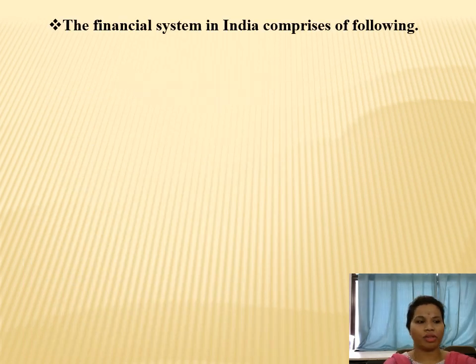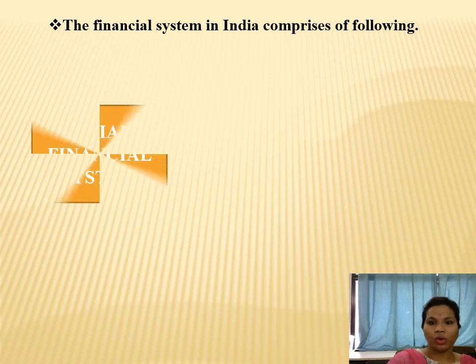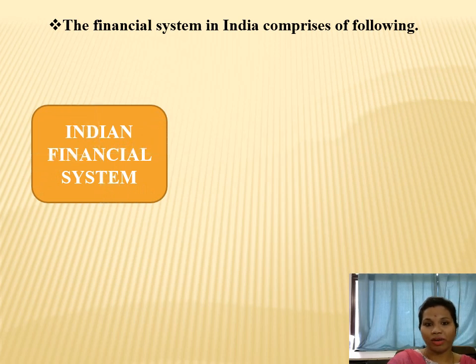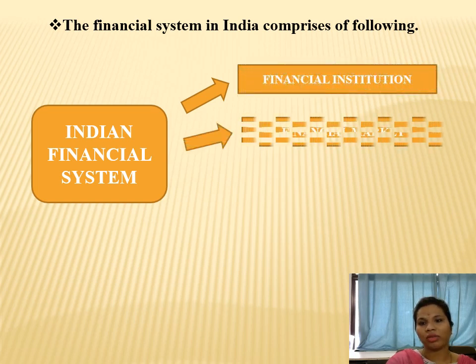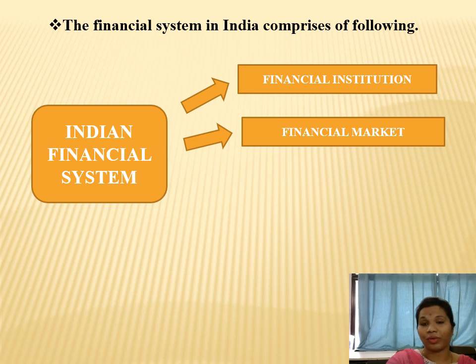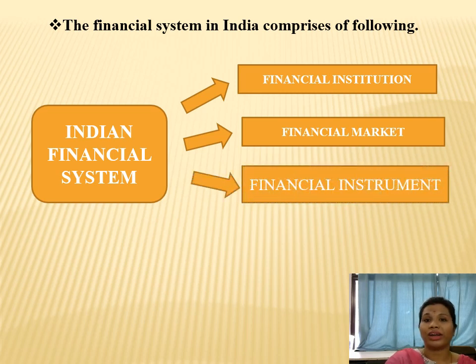Now, the financial system in our country, India, comprises the following. Those are the components of the Indian financial system. The very first one is financial institution. The second one is financial market. When we are talking about the financial market, we are talking about the topics money market and capital market, friends. The third one is financial instrument.